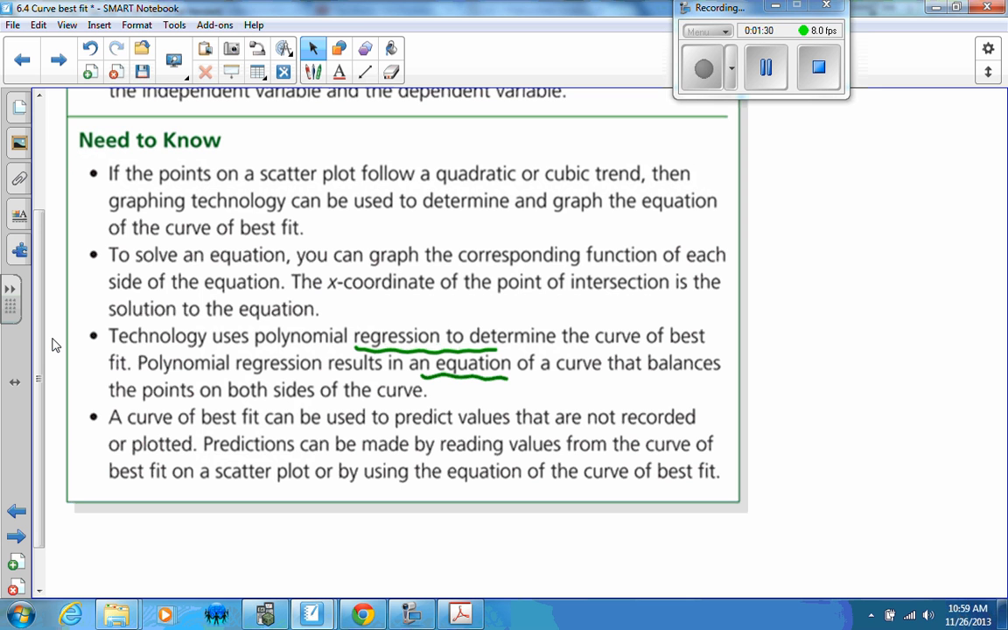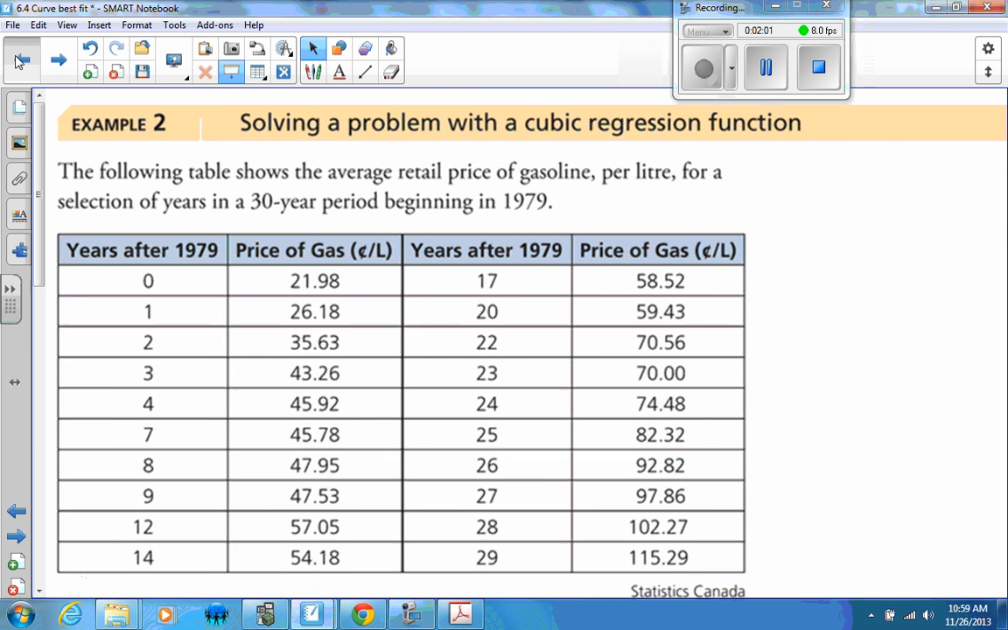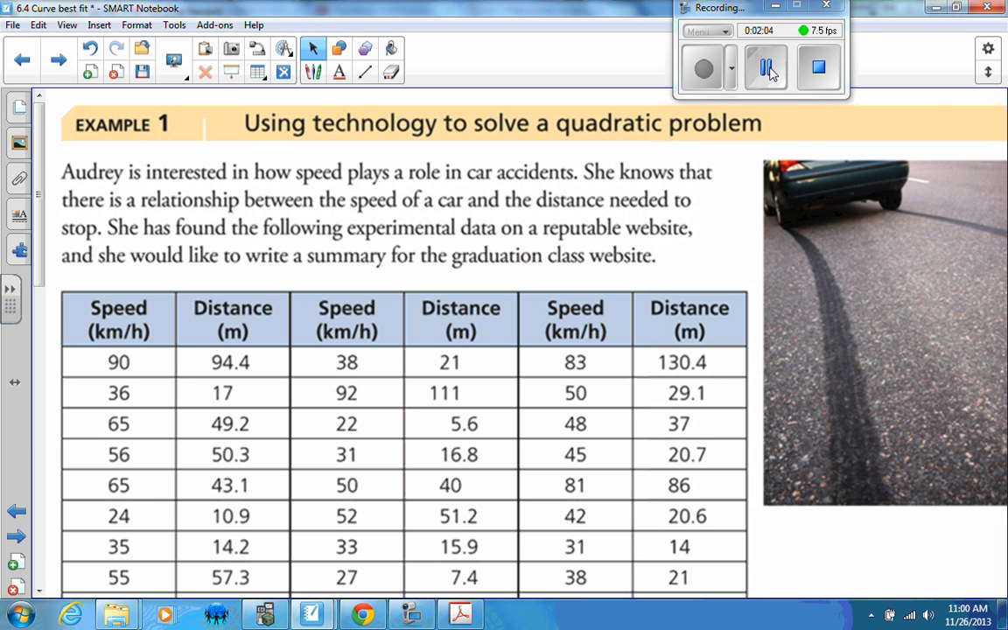The curve of best fit can be used to predict values that are not recorded or plotted. So that's interpolate and extrapolate again. Predictions can be made regarding the curve of best fit on a scatter plot or by using the equation. It's a lot easier to use the equation than interpreting data on the graph. Okay, so just pause the video and write down page 418 in your learning journal, then continue on with the video. I'm going to move to page 414, which is example 1 in the textbook.